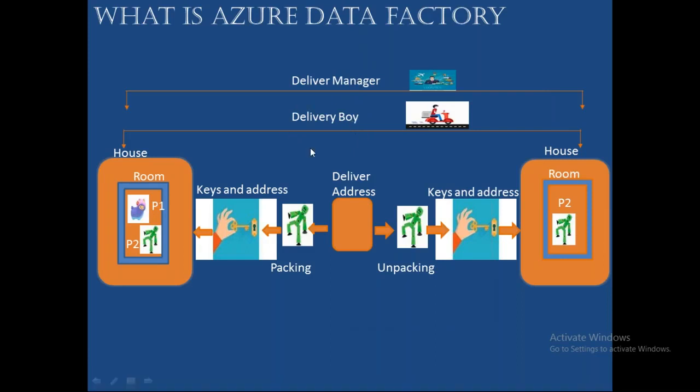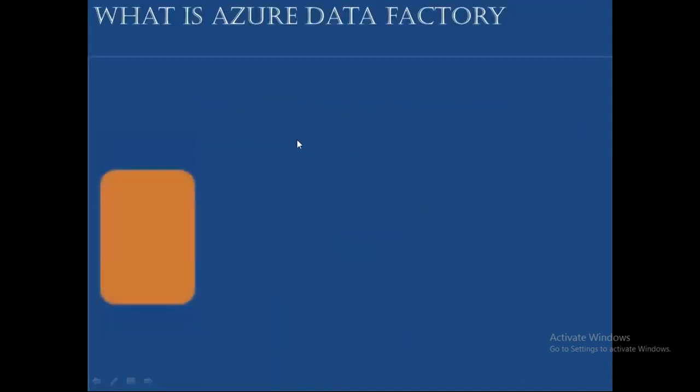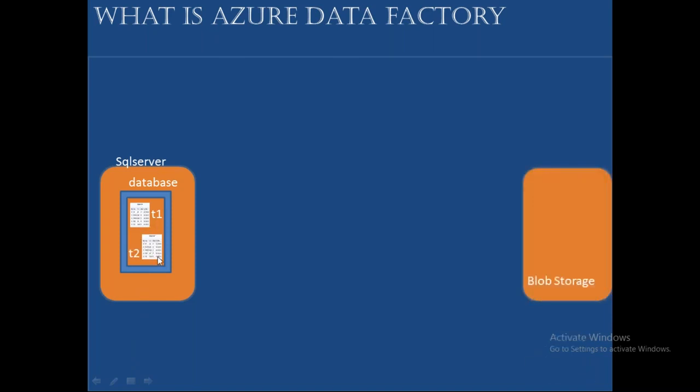Now I'm moving on. You see I have a SQL server. In SQL server you have multiple databases. One of the databases you can consider this, and in this I have table 1 and table 2. I have table 1 and table 2 data. Next, I want to move this data into a blob storage, into this folder. Clear as of now.